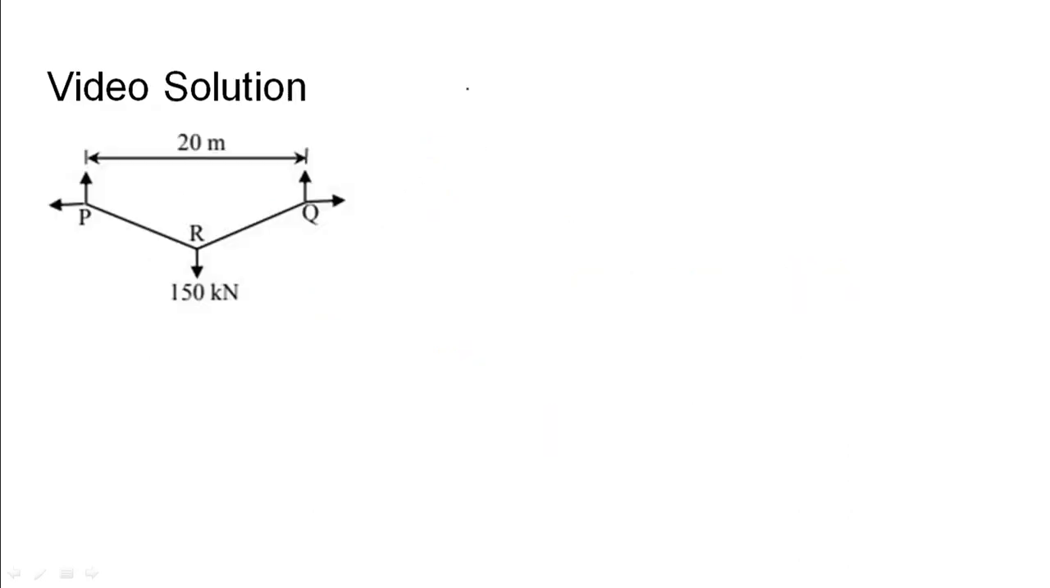In the given question, it has been given that the overall length of the cable is 25 meters. This essentially means that this segment of the cable PR will be 12.5 meters and QR would be 12.5 meters. If we connect P and Q and connect this with R, it will form a right angle triangle where this line will be 10 meters and this would be 10 meters. Let us call this point O and this height OR as H.